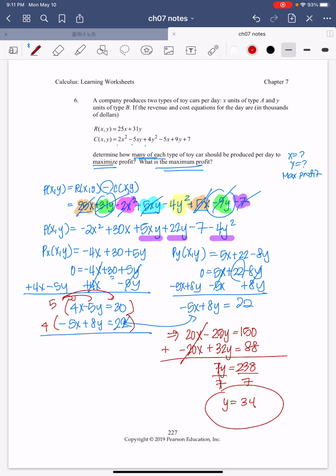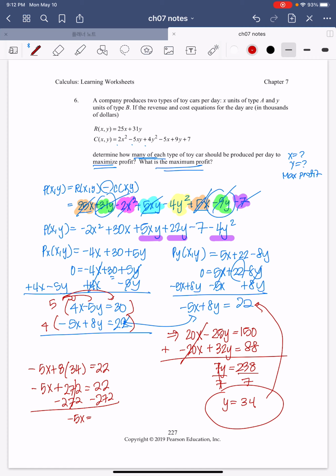Now let's plug it into either equation. I'll just plug it into here to solve for x. So negative 5x plus 8 times y, 34, equals 22. So negative 5x plus 8 times 34, which is 272, equals 22. Subtract 272. Negative 5x is equal to negative 250, divided by negative 5. I end up having x is equal to positive 50.